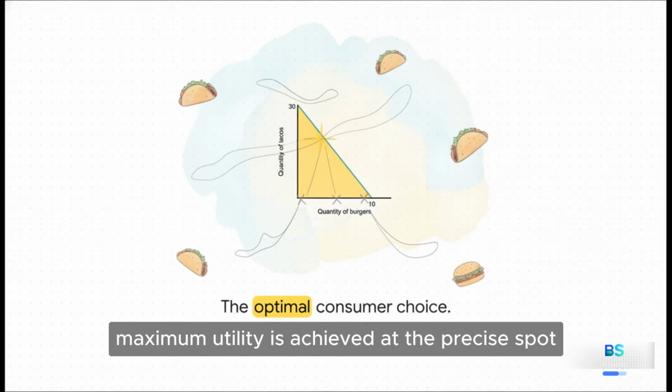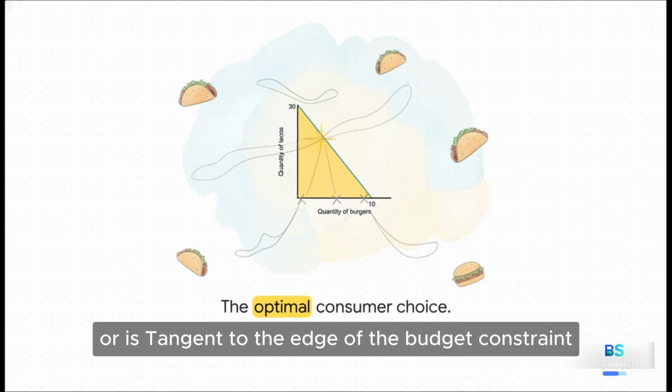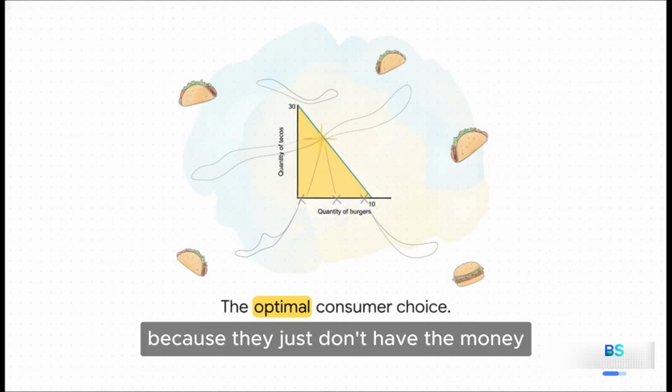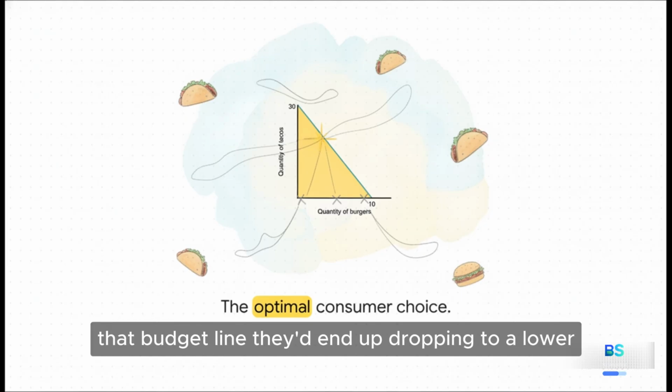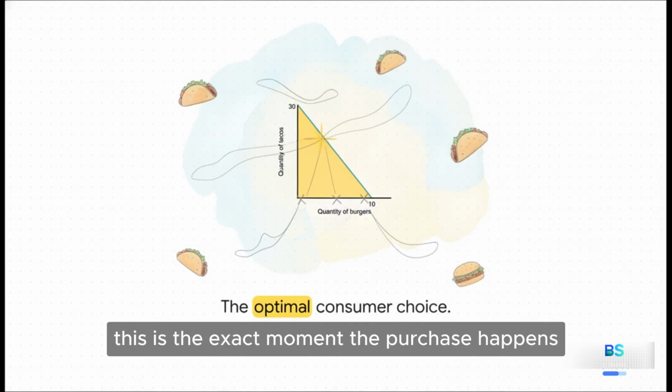Maximum utility is achieved at the precise spot where the highest reachable indifference curve perfectly touches, or is tangent to, the edge of the budget constraint. They literally cannot reach a higher psychological curve because they just don't have the money. And if they chose a different point on that budget line, they'd end up dropping to a lower, inferior indifference curve. This single point of tangency is where rational choice lives. This is the exact moment the purchase happens.